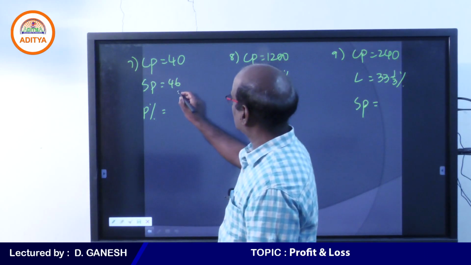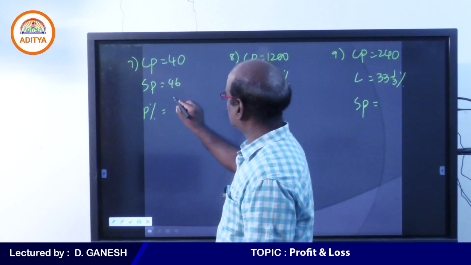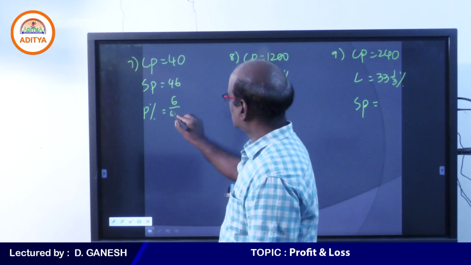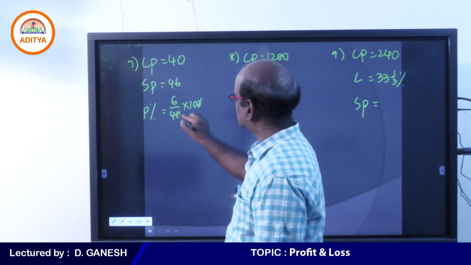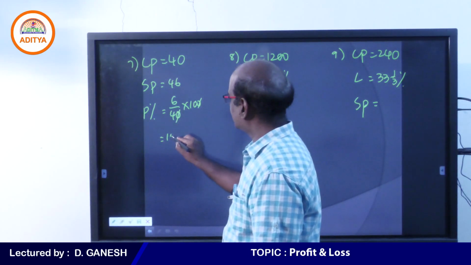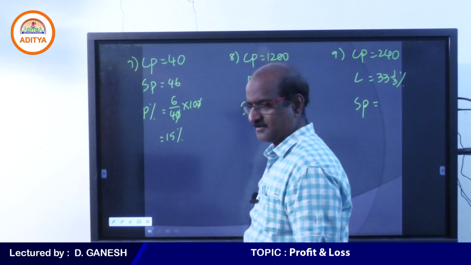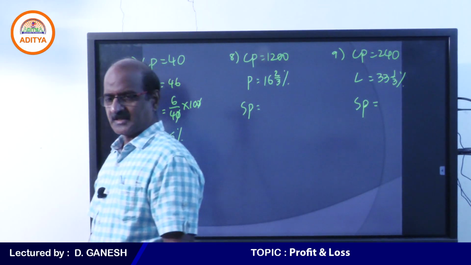Student, I asked you to find the profit percent. Actually profit is 6 rupees, but when you compare with 40, you will get the profit percent. You can easily get it. Therefore, yes, it is 15%. Very well done. So 15% is the correct answer.